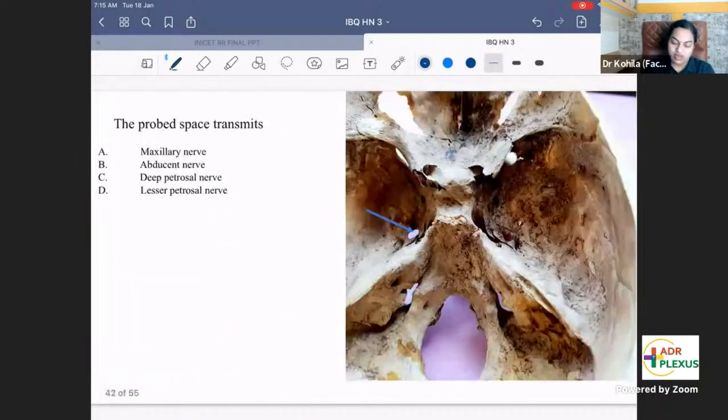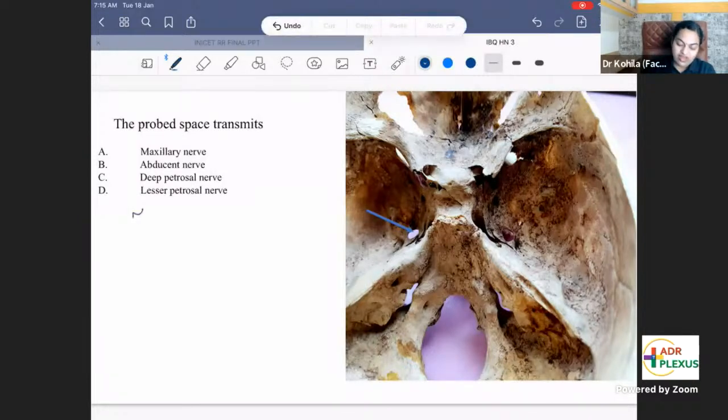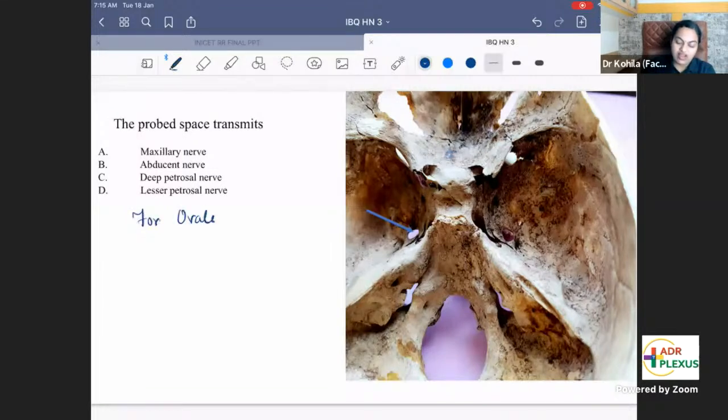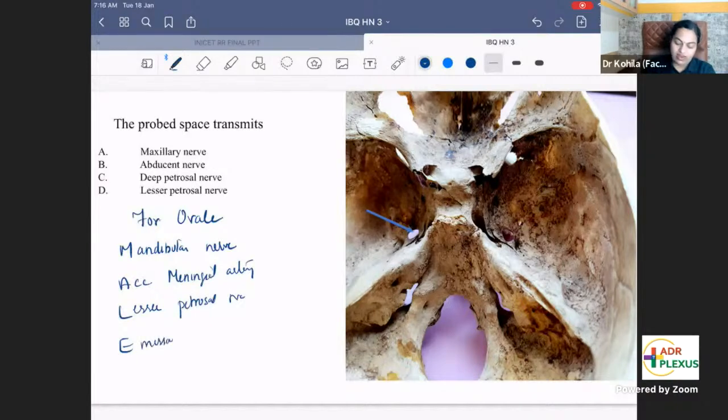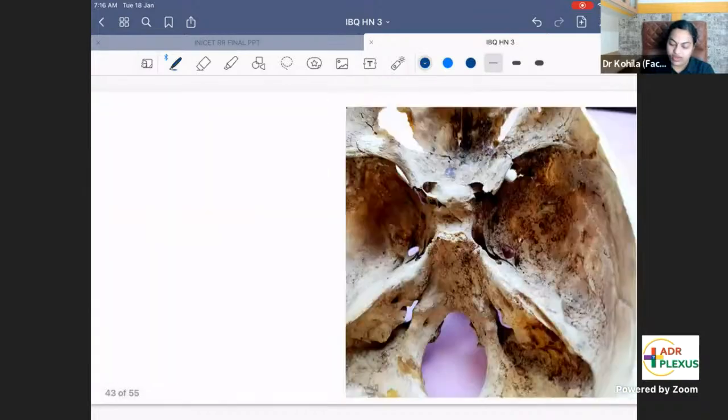The foramen transmits... very good, very good. So what is a probe space? It is foramen ovale that transmits the mandibular nerve, accessory meningeal artery, lesser petrosal nerve, and emissary vein. Right? Okay. So foramen and skull, it's inevitable. You should definitely know that.